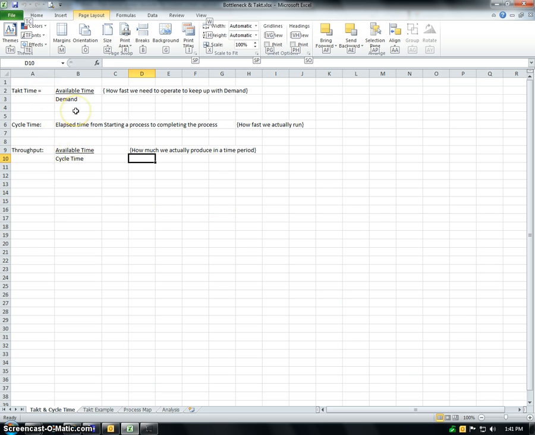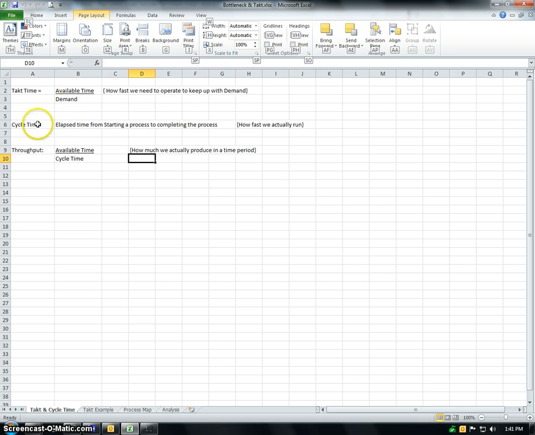So just a couple definitions here. Takt time is our available time divided by our demand. It tells us how fast we need to operate to keep up with given demand. Takt time is dictated by how many hours you're open and how many units your customers are buying or how many customers you have. It really has nothing to do with how fast your operation can run. Takt time tells you how fast it needs to run.